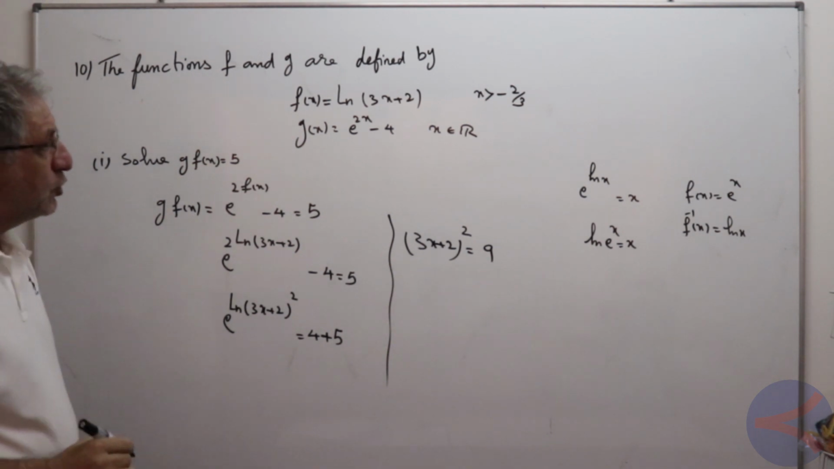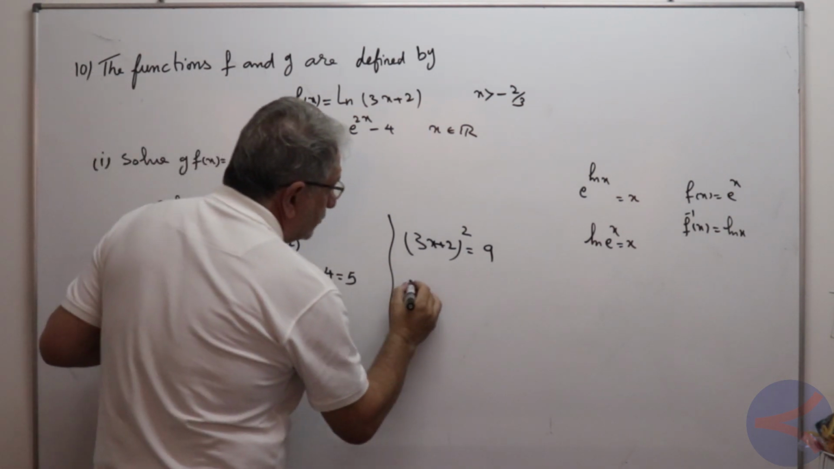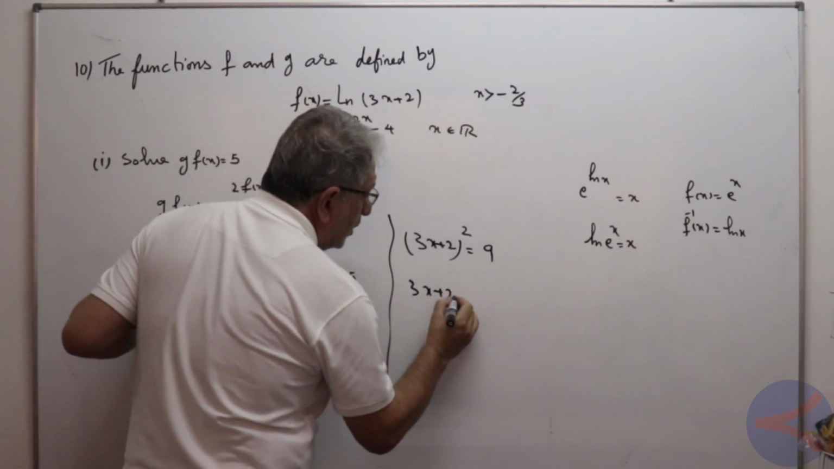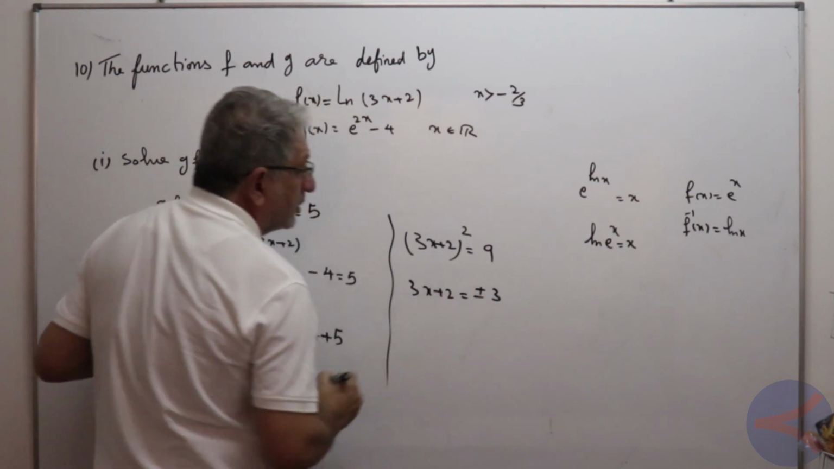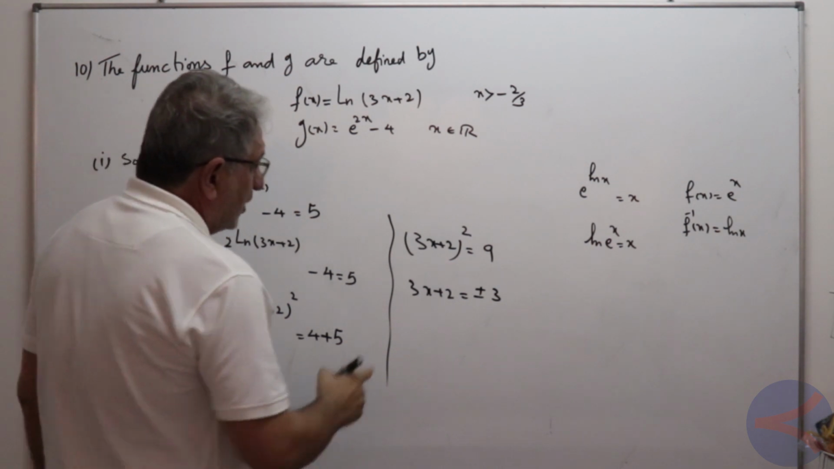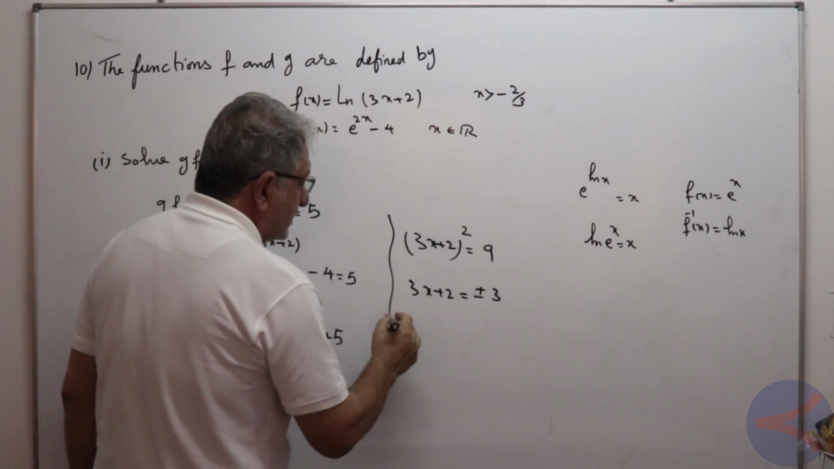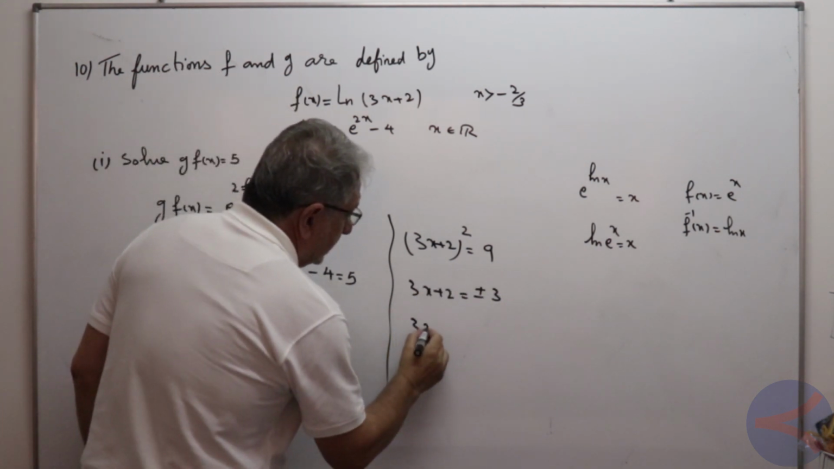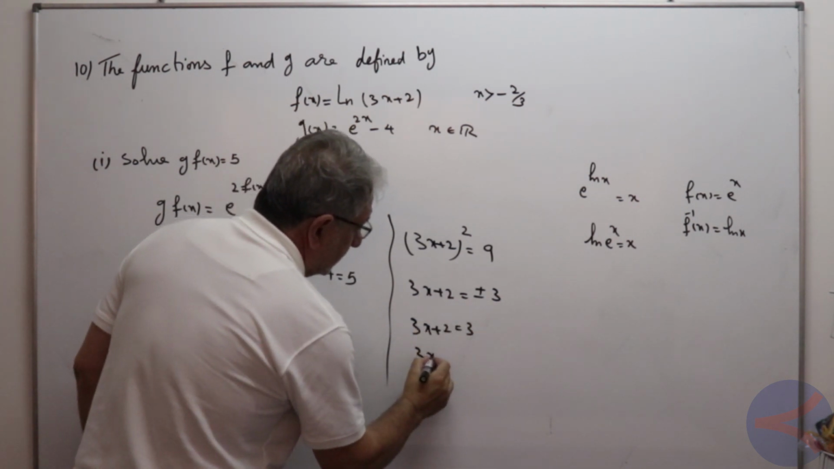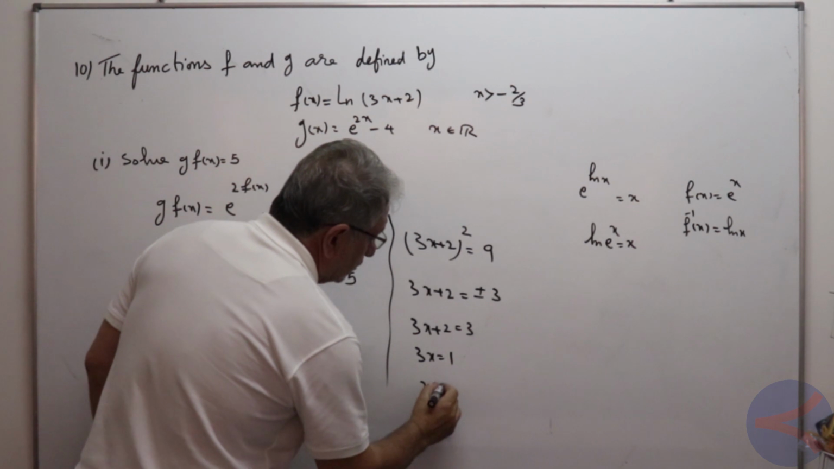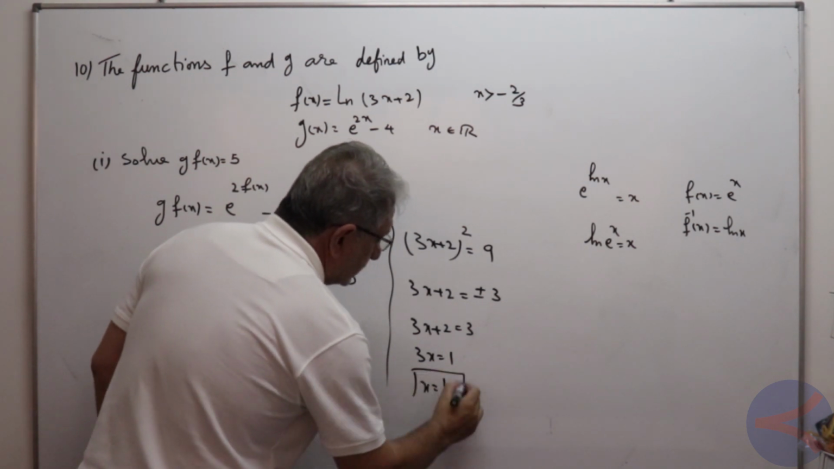Now, I need to square root both sides, so I'm going to get 3x plus 2 is equal to plus or minus 3. Now, first of all, I will solve it with the positive, then we'll see what will happen to the negative. 3x plus 2 is equal to 3, therefore 3x will be equal to 1, therefore x is equal to 1 over 3. One solution is this.